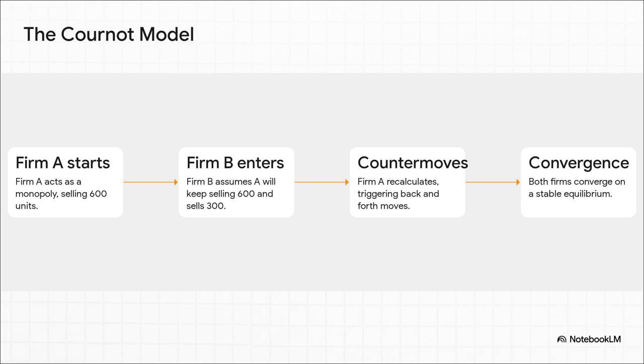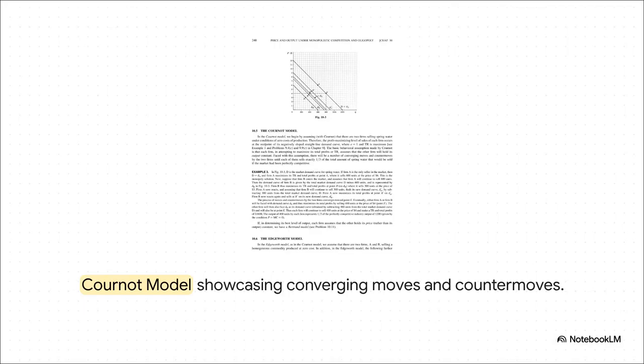Step 3. Firm A sees this happen. Assuming B will stay at 300, A recalculates and changes its output. B then reacts to A's new output. This triggers a completely dizzying series of moves and countermoves. Step 4. Eventually, through all this back and forth, they converge on a stable equilibrium where they both sell exactly 400 units. Let's actually trace this out visually because the logic here is honestly brilliant.